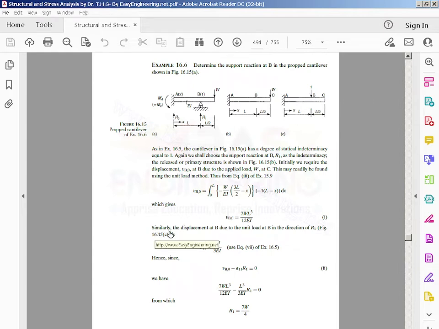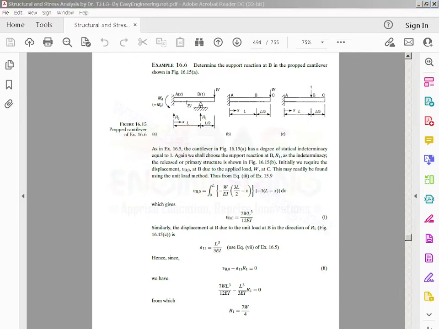So similarly, for the displacement, here's diagram number C. You apply a unit load of 1 where B was, and then you've got A, B, C. Similarly, the displacement at B due to the unit load at B in the direction of R1 is called A11, which equals L cubed over 3EI. Use equation 7 of example 16.5.